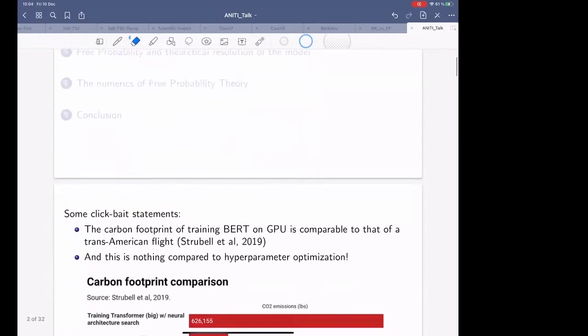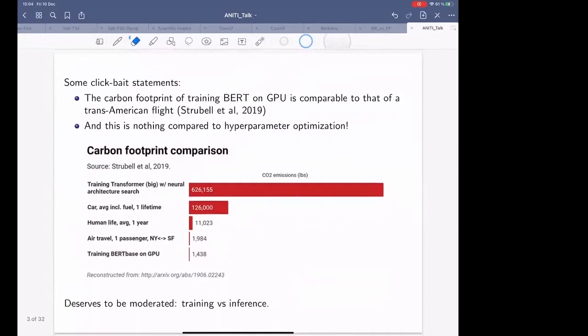So let's start with some clickbait statements. This slide is aimed at convincing you that the tuning of neural networks can be very wasteful. I found a paper by Strubell et al. that computes the carbon footprint of training BERT, a pretty well-known neural network, and running it even on a state-of-the-art GPU is comparable to that of a trans-American flight. So it consumes quite a lot of energy.